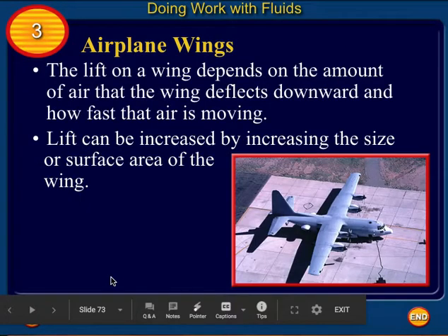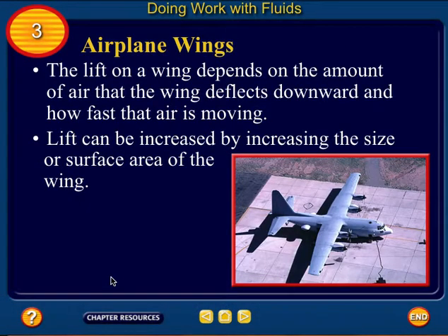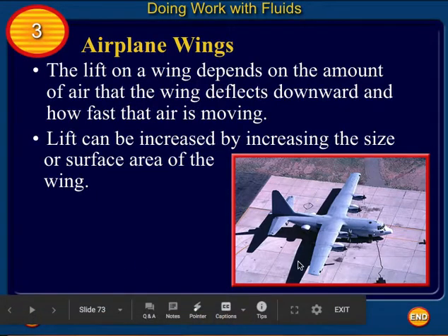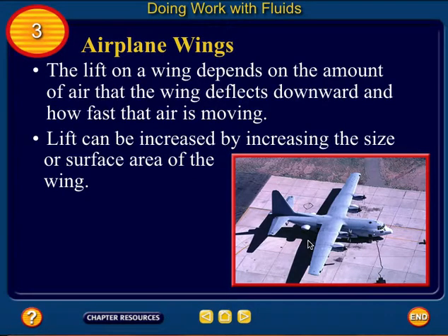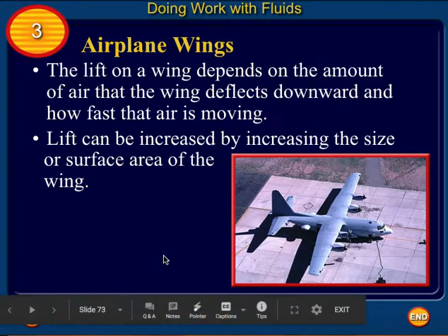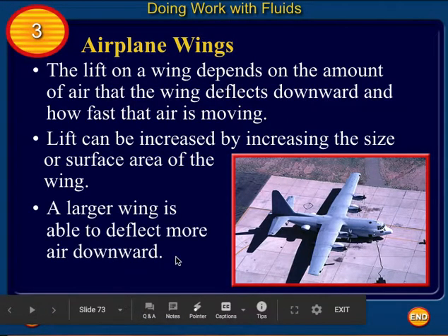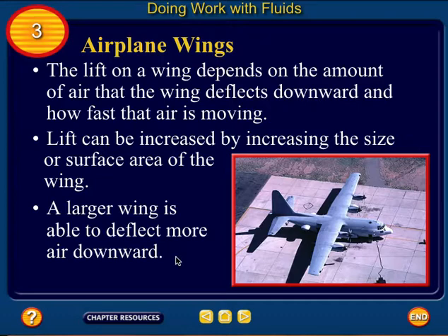Airplane wings. The lift on a wing depends on the amount of air that the wing deflects downward and how fast the air is moving. Lift can be increased by increasing the size of the surface area of the wing. That's why big, huge, large planes that are really, really heavy metal actually can fly, because they've got large wings that create a lot of lift by their shape and by the motion that the air has when it goes around it. A large wing is able to deflect more air downward, therefore producing lift.